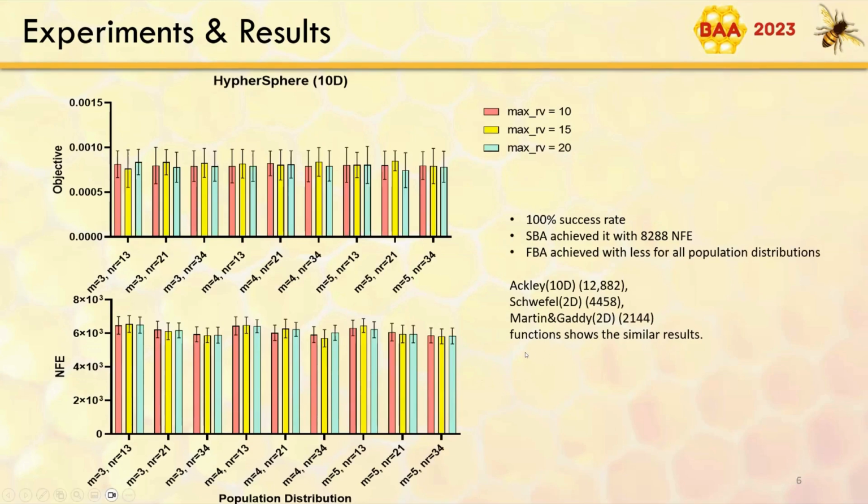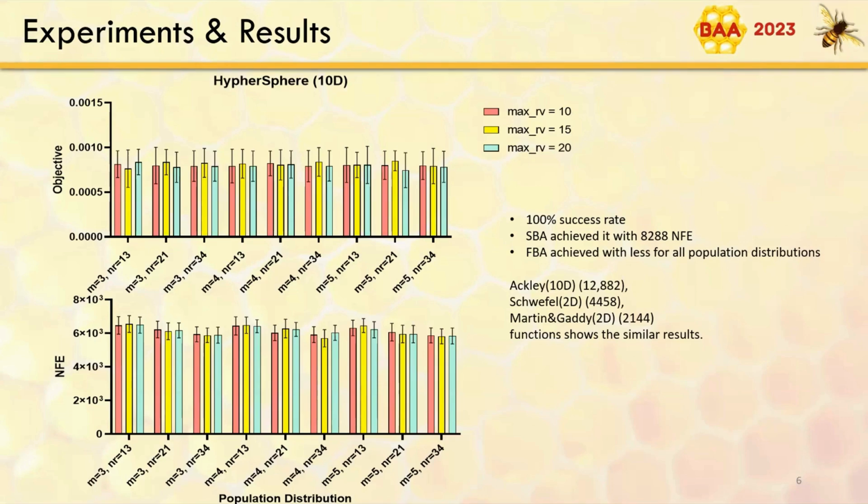So in hypersphere, these are the results of our experiments. In the hypersphere function, we were able to reach a 100% success rate, and to compare with the standard Bayes algorithm, we looked at fitness evaluations as well. Most of them, all tests, were done in fewer fitness evaluations than the standard Bayes algorithm, because the standard Bayes algorithm also reached a 100% success rate for this specific function. And similarly, we achieved this with Ackley, Schwefel, and Michalewicz as well.